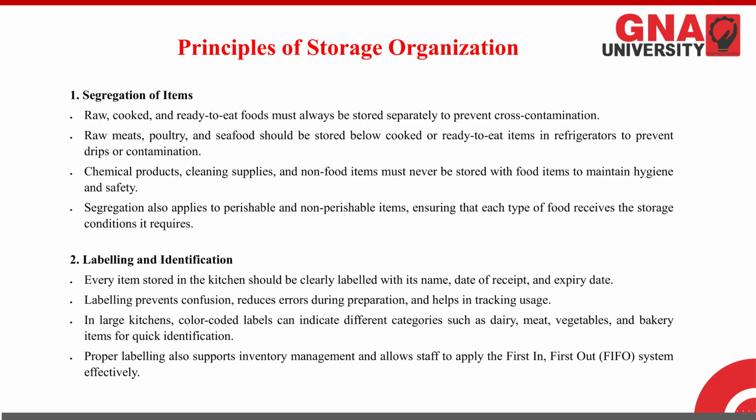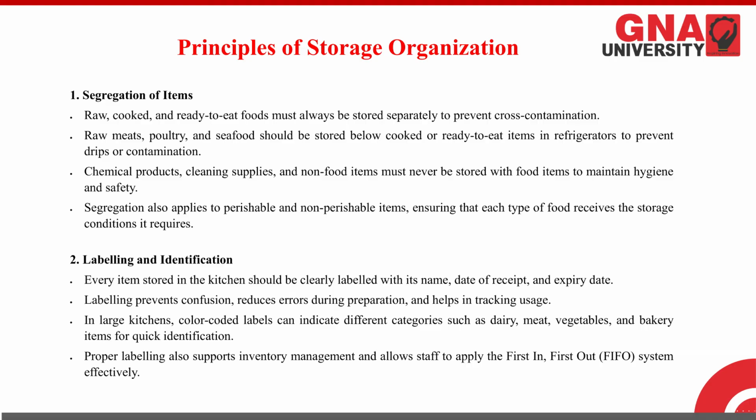Raw meats, poultry, and seafood should be stored below cooked or ready-to-eat items in refrigerators to prevent drips or contamination. Chemical products, cleaning supplies, and non-food items must never be stored with food items to maintain hygiene and safety. Segregation also applies to perishable and non-perishable items, ensuring that each type of food receives the storage condition it requires.